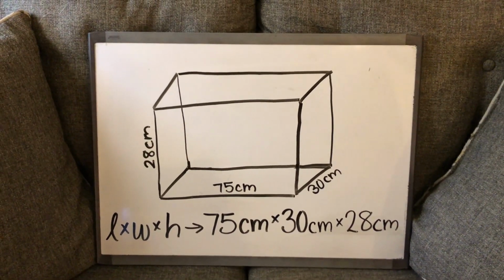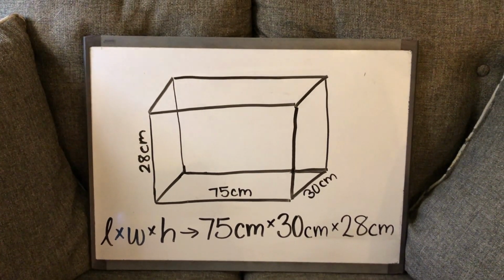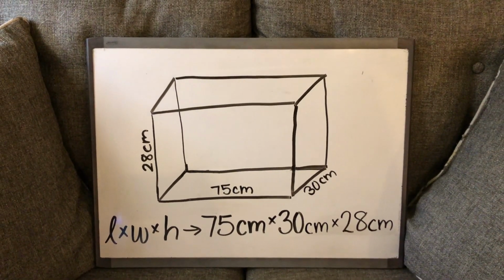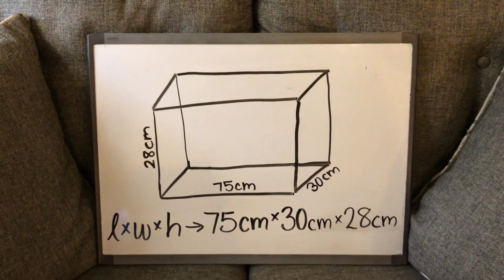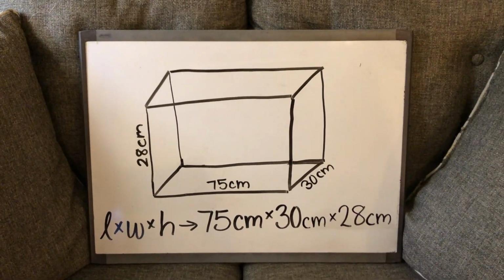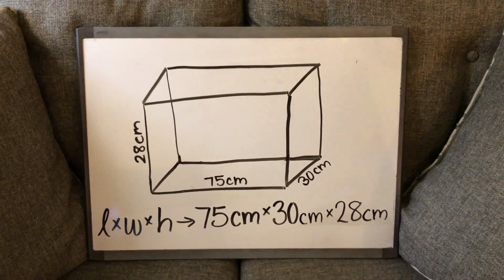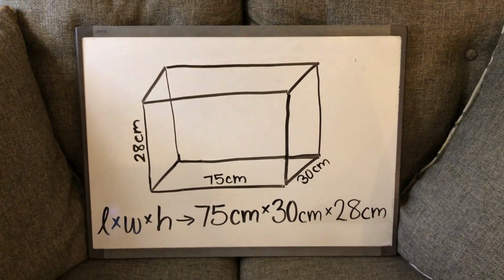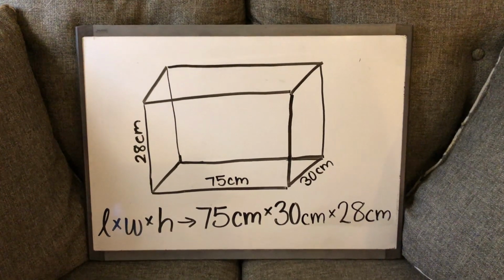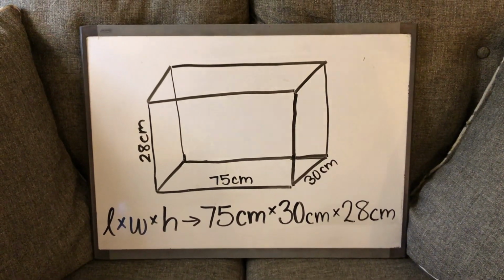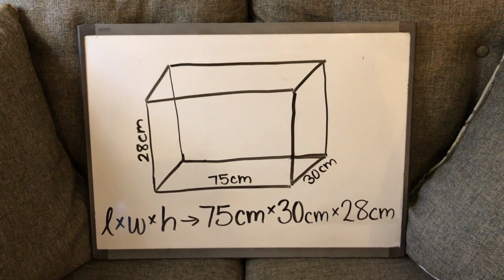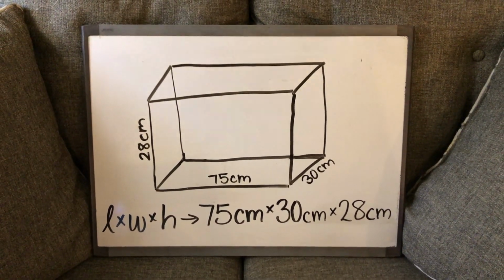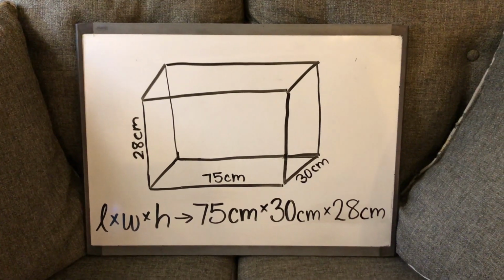This tank is 75 centimeters long, 30 centimeters wide, and 28 centimeters high. One thing about measuring this tank is I had to make sure that I measured to the inside of the glass. If I measured to the outside of the glass, it would give me a larger measurement, but I can't really fill it all the way to the outside of the glass because the glass itself takes up volume. So I just measured to the inside because that's where the water is going to go.